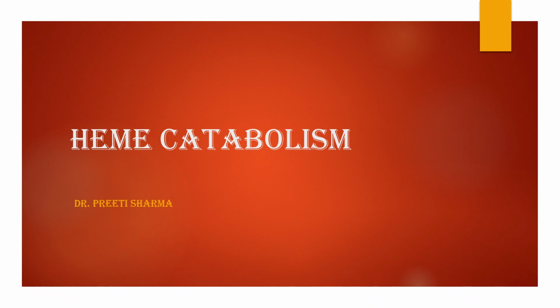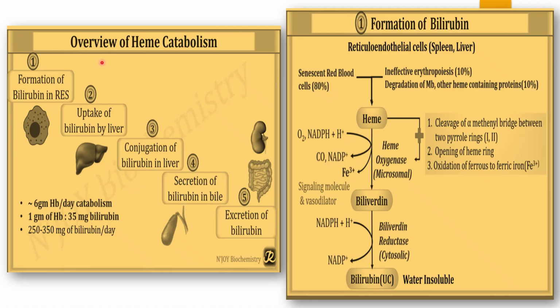Good morning. Let's discuss heme catabolism. Heme catabolism generally takes place in the reticuloendothelial system. Now have a look at the overview of heme catabolism. It is divided into 5 important steps.